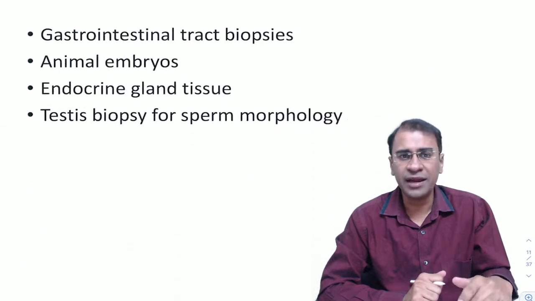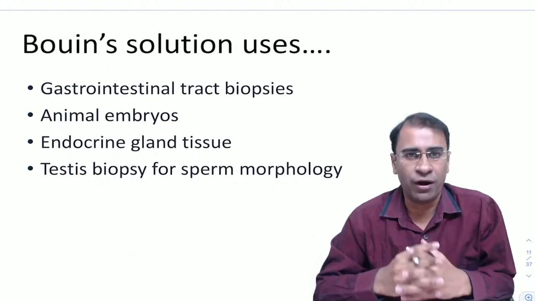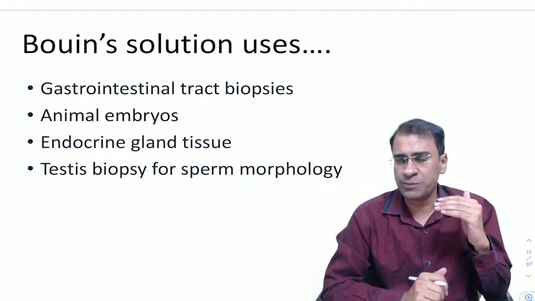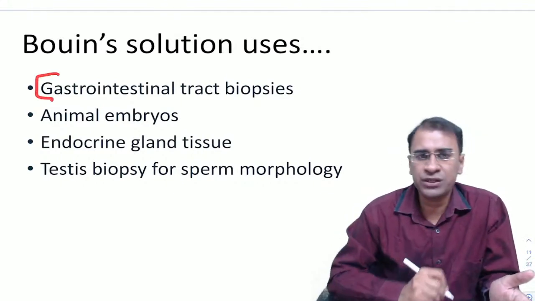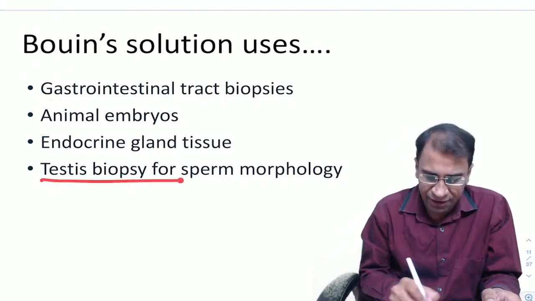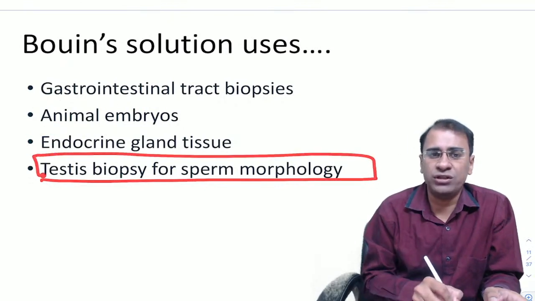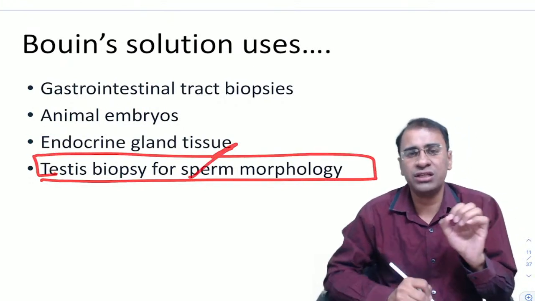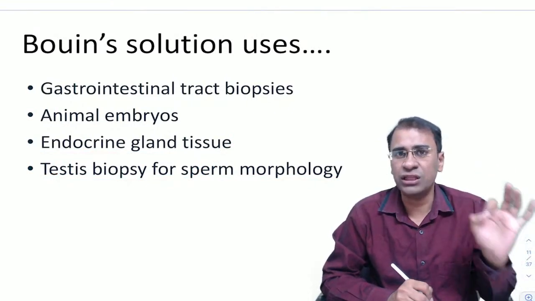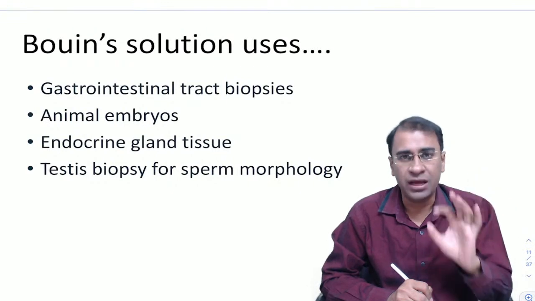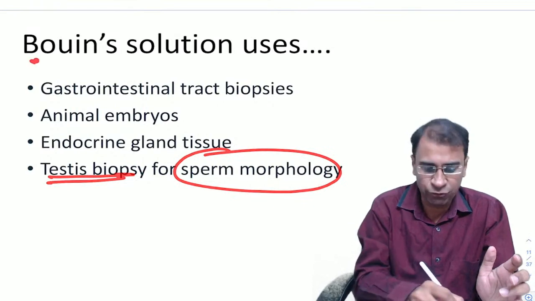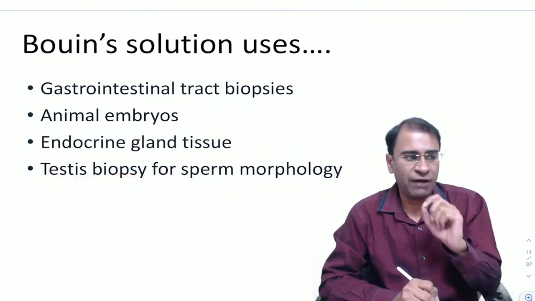Okay, next, Bouin solution. Now you can't forget this one. Bouin solution is used only for some special circumstances. You can use it for GI biopsies, animal embryos, endocrine organ tissues, and definitely for testis biopsy for sperm morphology. Remember, only for sperm morphology. We don't use it for, suppose, a testicular carcinoma diagnosis. We will again take 10% neutral buffered formalin. But if you have to look for sperm morphology, you have to take it in Bouin's fluid.